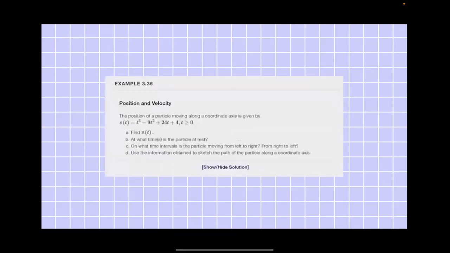Okay. So let's go over a practice problem that uses position and velocity. The position of a particle moving along a coordinate axis is given by s of t equals t cubed minus 9t squared plus 24t plus 4, where t is greater than or equal to 0. And we want to find v of t, and when is the particle at rest? And I think I'm going to stop short today.